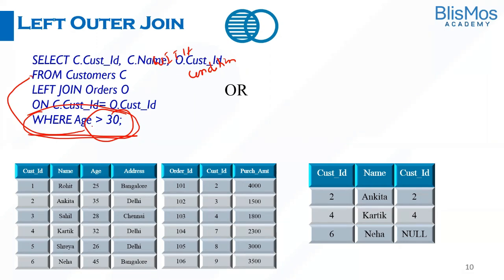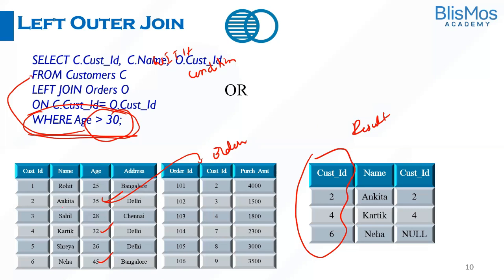The age should be greater than 30, that is 35, 32 and 45. These records are funneled for the join. So after that, these records are compared with the right table, that is orders table, and all these 3 records should be there as a part of the result, but only the matching records would be there from the orders.